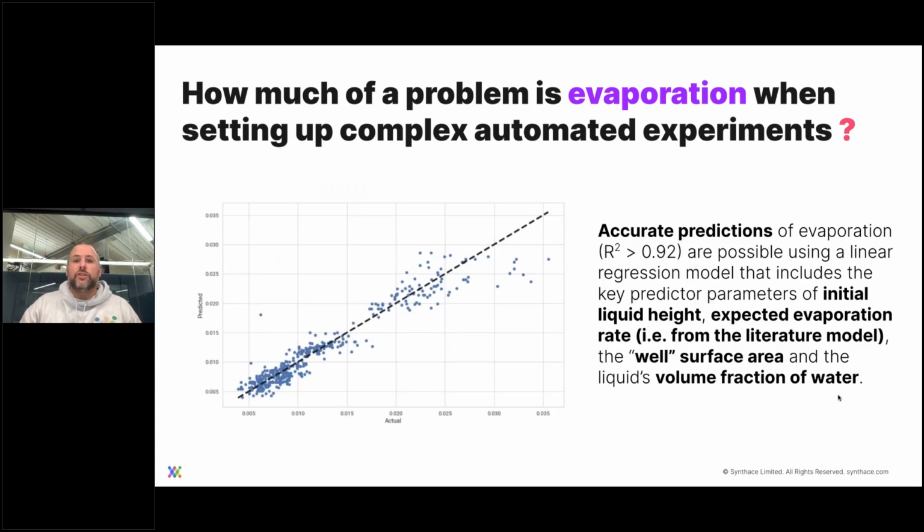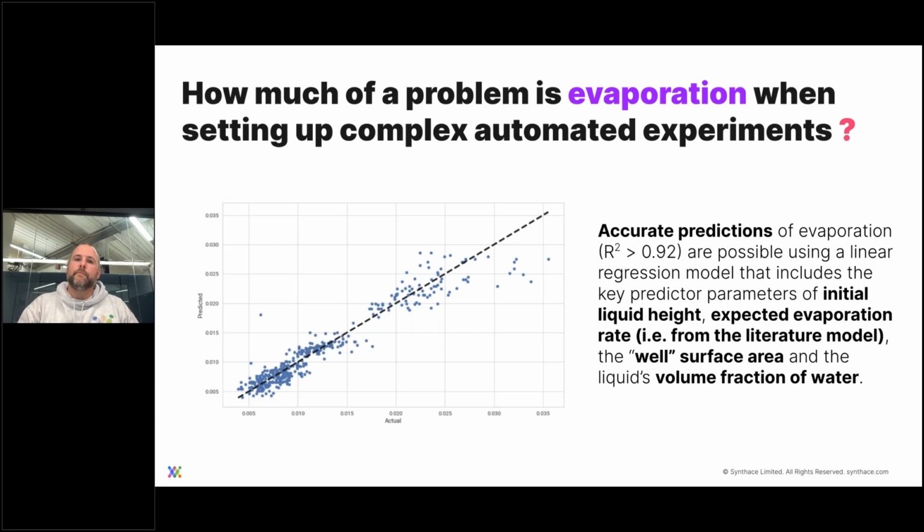So in answering the question, can we use the literature model of evaporation to predict its impact during the experiment? The answer is no, but we can augment the model to include the initial liquid height, the well surface area, and the volume fraction of water to create a model that can make some accurate predictions of evaporation over time.